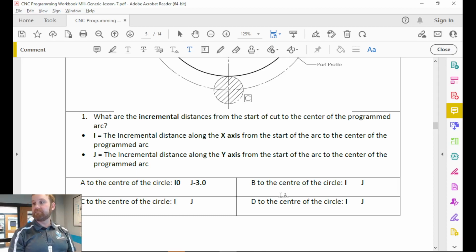Let's fill those in. Remember, it's the incremental distance. If it's in X, it's an I. If it's in Y, it's a J, and positive or negative based on which direction it is, from the start to the center.